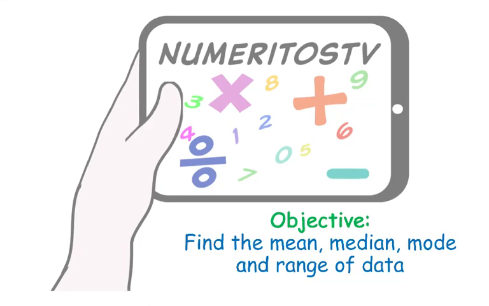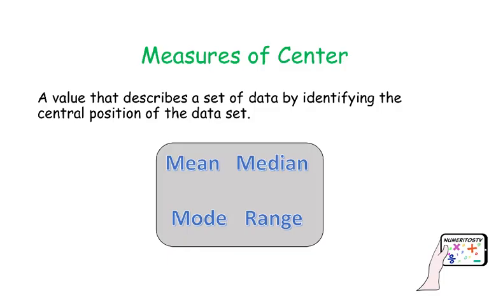The objective today is to find the mean, median, mode, and range of data. We are going to study measures of center. These are values that describe a set of data by identifying the central position of the data set. We are going to focus on mean, median, mode, and also we will find the range of our data.